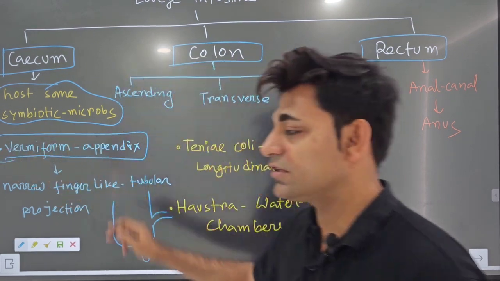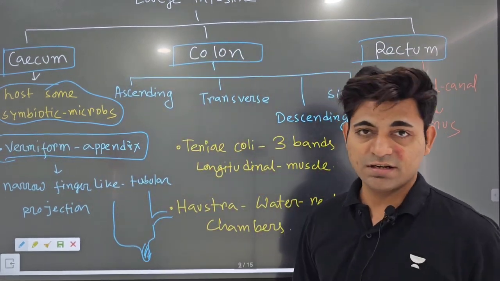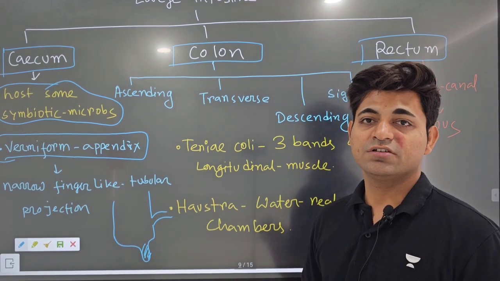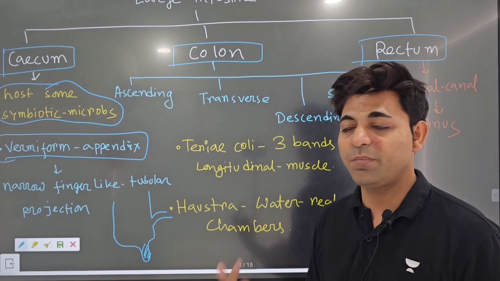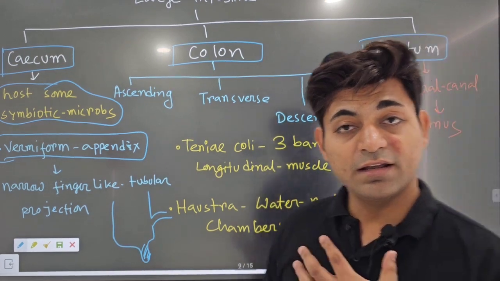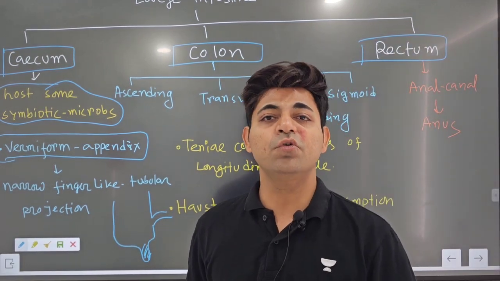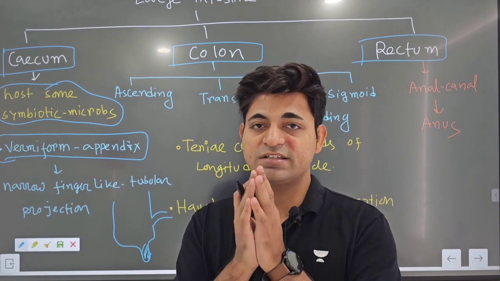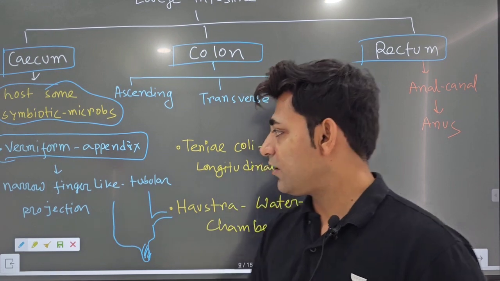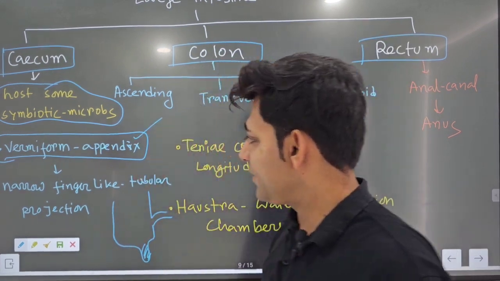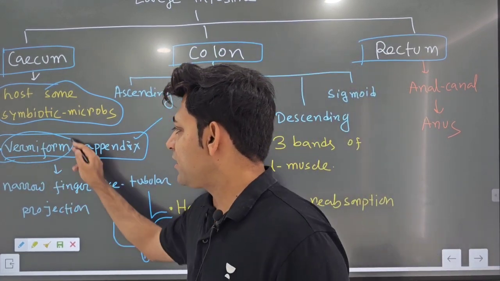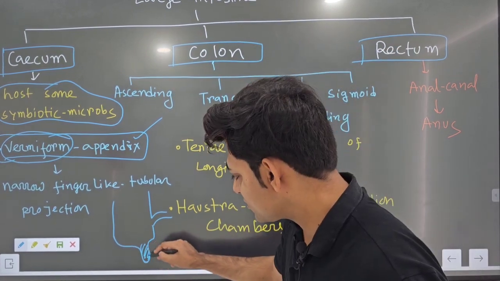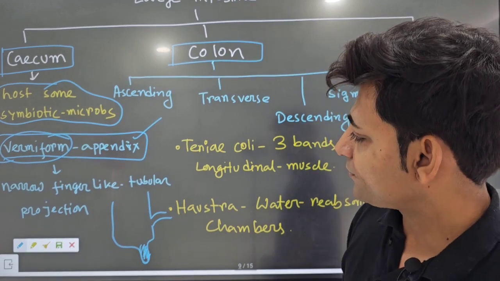There is no function of this structure, but in our ancestors, it used to harbor some microorganisms like Ruminococcus, which used to produce cellulase enzyme to digest cellulose or raw plant material. But in our case, generally we take cooked food material. We don't take raw plant material, so cellulose digesting enzymes are absent in our body. So there is no function of this appendix region. Why vermiform? They are like worms. In Latin, vermis means worm. So a very little worm-like structure.